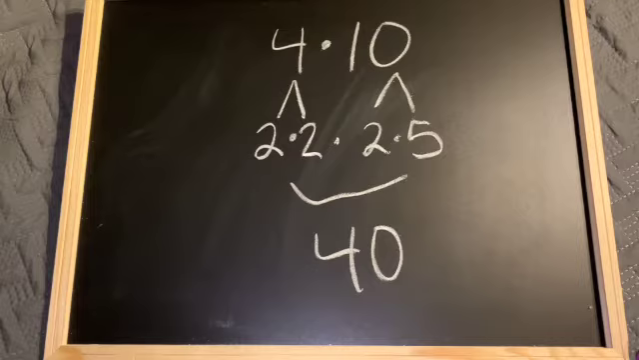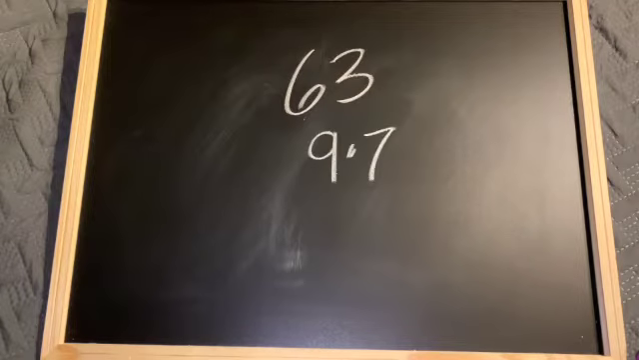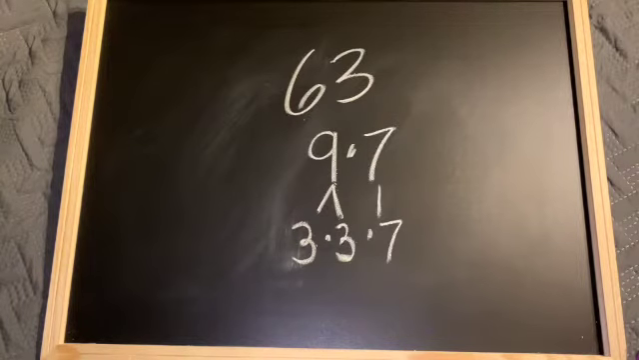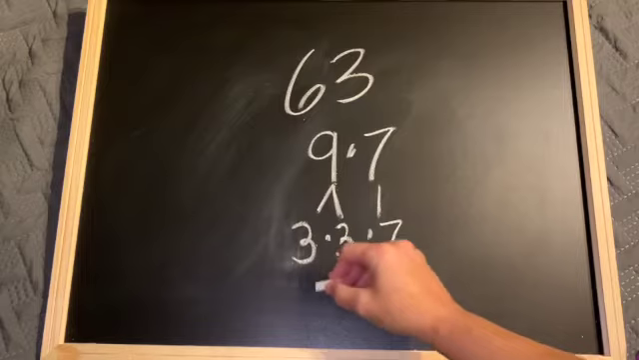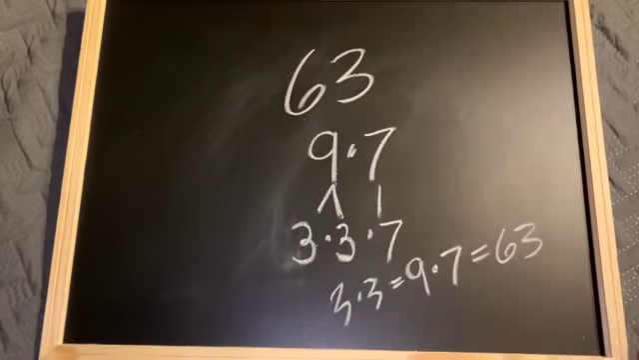For another example, we'll use 63. Now, what times what equals 63? 9 times 7 is 63. Now we'll break down the 9 and the 7 into primes. 3 times 3 equals 9, and 7's already a prime number, so we stop there. And the prime factorization of 63 is 3 times 3 times 7, because 3 times 3 equals 9, and 9 times 7 equals 63.